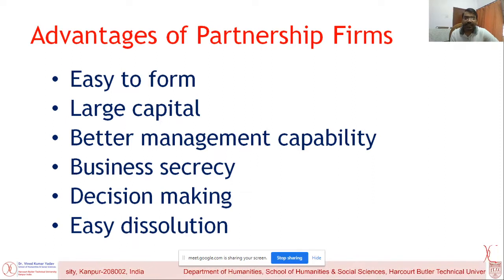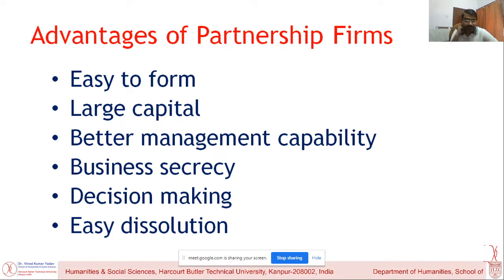Better management capability, because more than one person comes into the picture, so you can have better management control. Division of work is possible. One partner is looking after the marketing section, one partner is looking after the production system, one partner is looking after the financial activities, another partner is looking after the expansion activities. So you can have better management control on different activities by division of work.